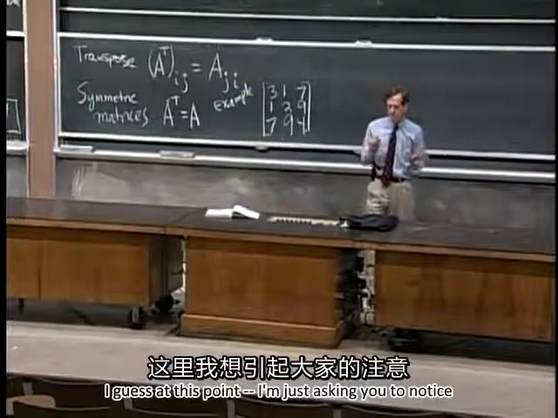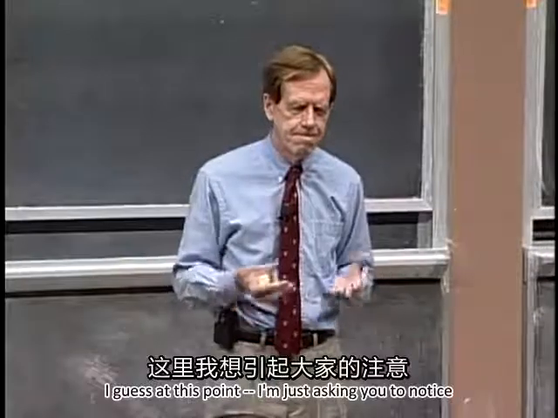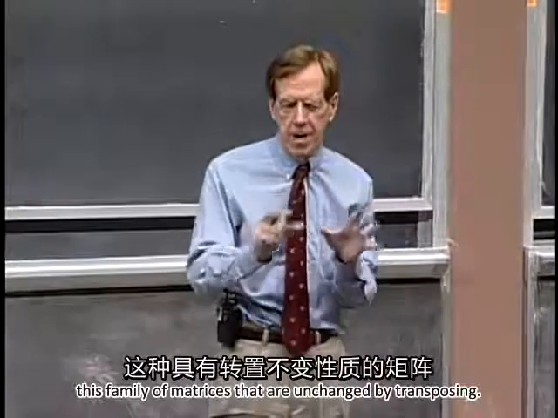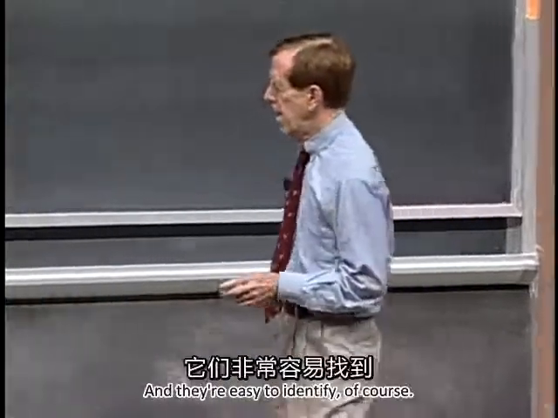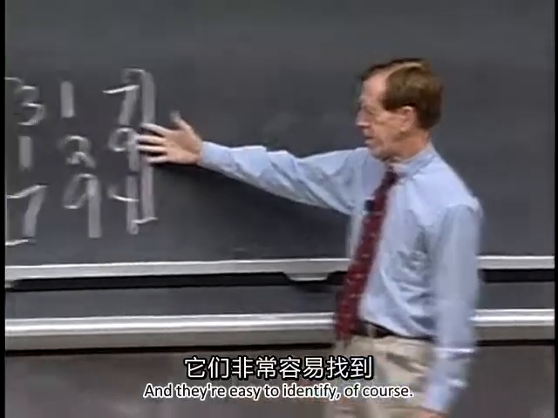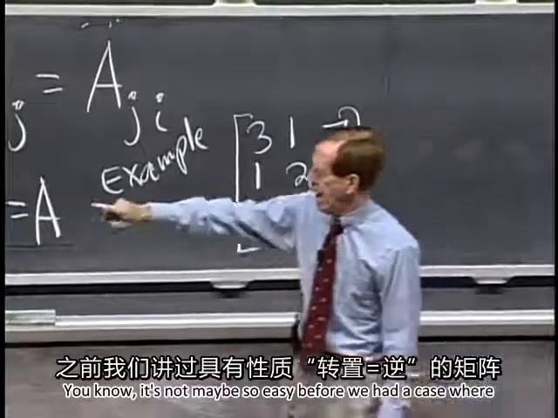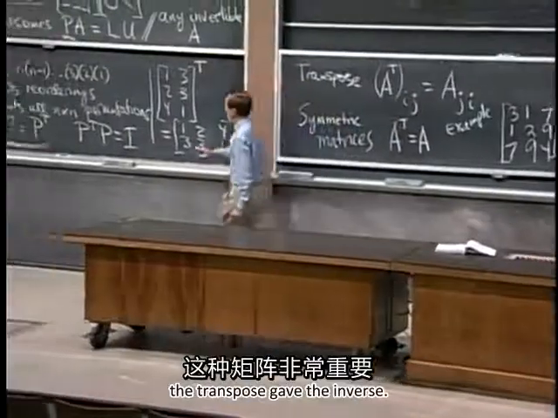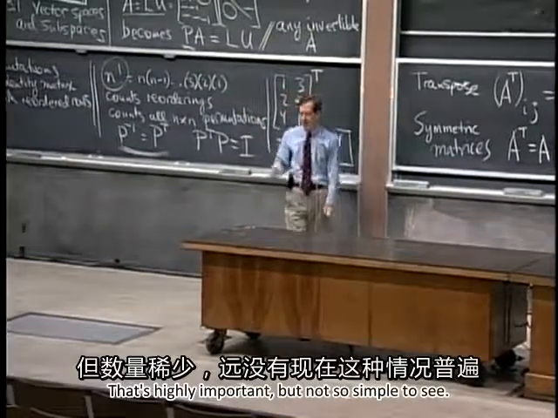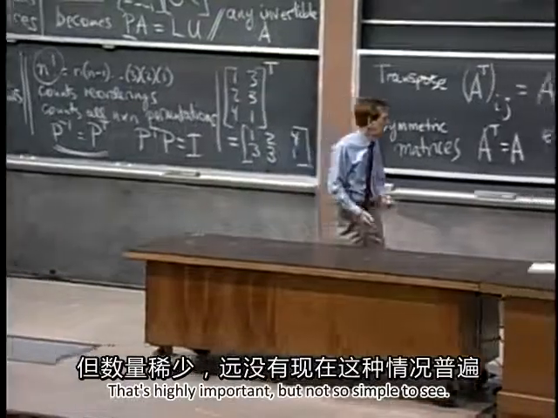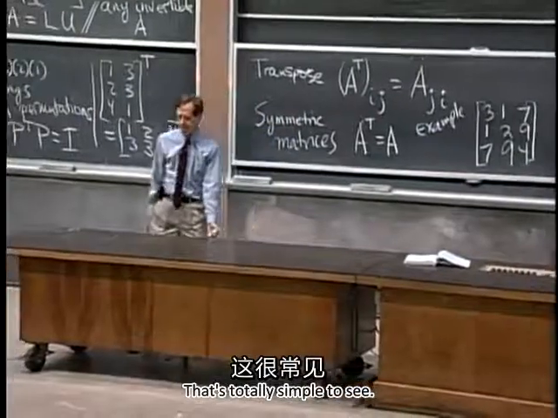I guess at this point, I'm just asking you to notice this family of matrices that are unchanged by transposing. And they're easy to identify, of course. You know, it's not maybe so easy. Before we had a case where the transpose gave the inverse. That's highly important, but not so simple to see. This is the case where the transpose gives the same matrix back again. That's totally simple to see.